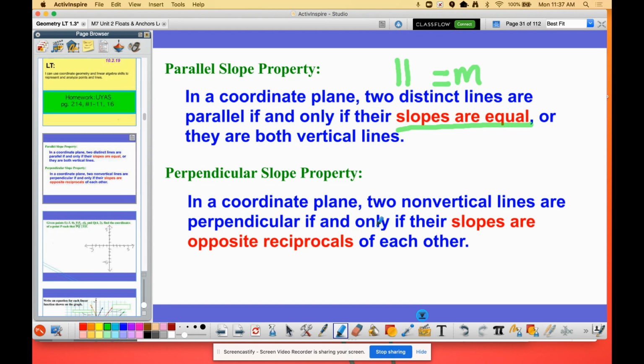Then perpendicular slope property tells us that two non-vertical lines are perpendicular if their slopes are opposite reciprocals. So perpendicular lines, and there's our symbol for that. And we could say that our slopes are like we had A over B, and then negative B over A. Those would be opposite reciprocals. So reciprocal means we flip the fraction, and opposite means if it was positive, then it becomes negative. So that's what that would mean there.